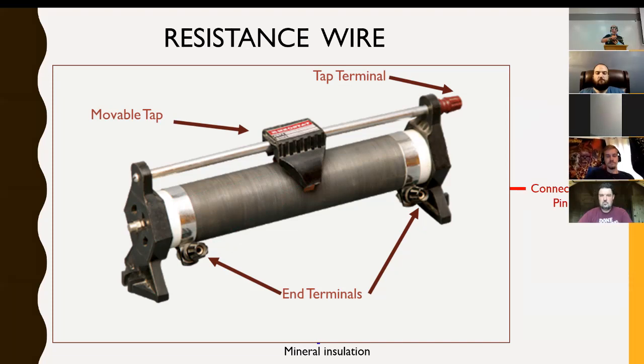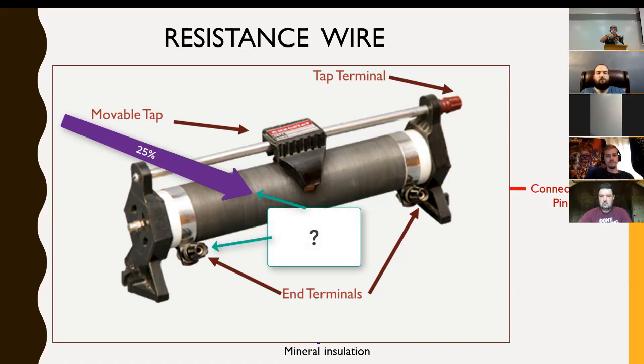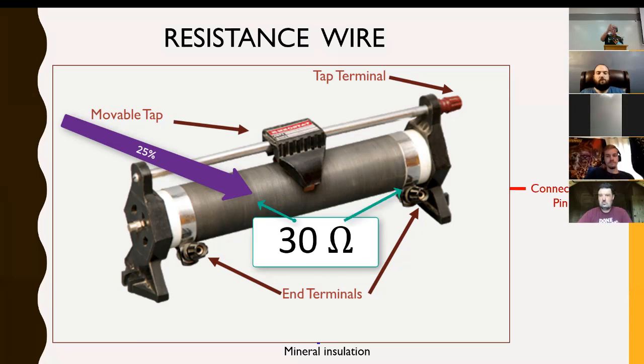And if I set this at 25%, then from here to here, it's a 40 ohm resistor, so I have it set now 25% of the way up. Then how much am I going to read from here to here? 10. And from here to here? Okay, so that's how variable resistors work.